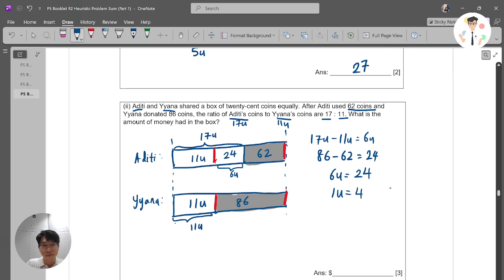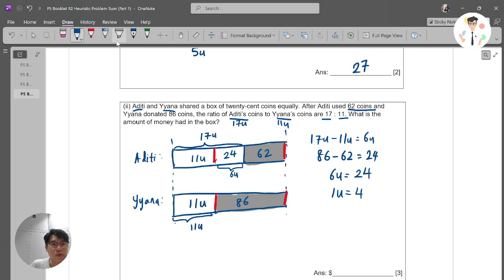Are you still alive? Now, the problem here is we are not yet done and we still have a long way to go. What do I mean by a long way to go? Because here the question asks, what is the amount of money he had in the box? In order to find the amount of money, I first need to find out how many 20-cent coins I have inside.